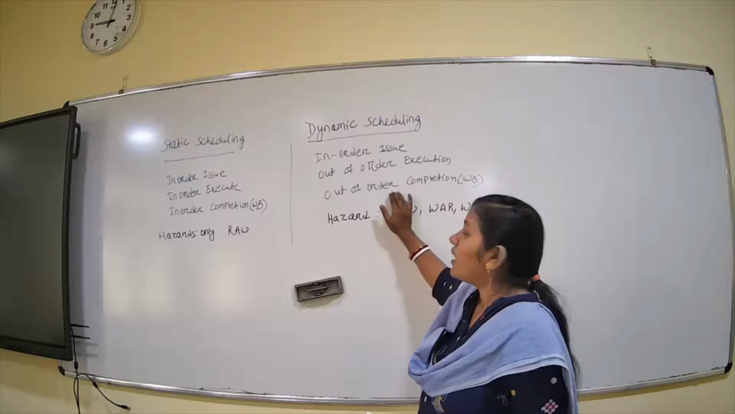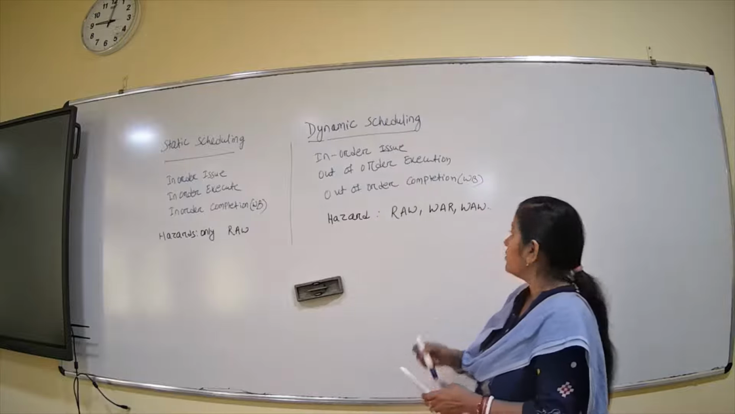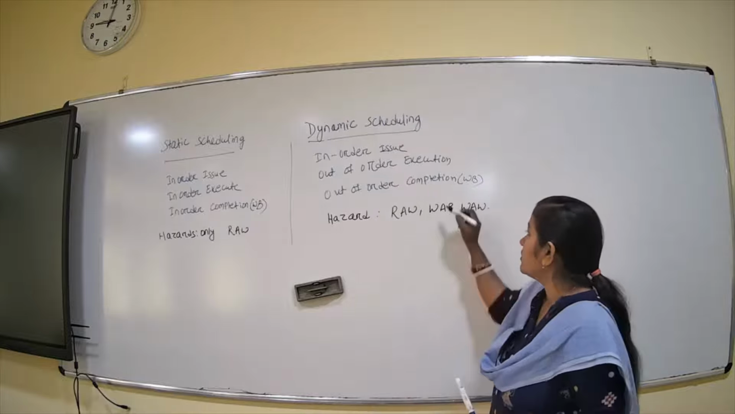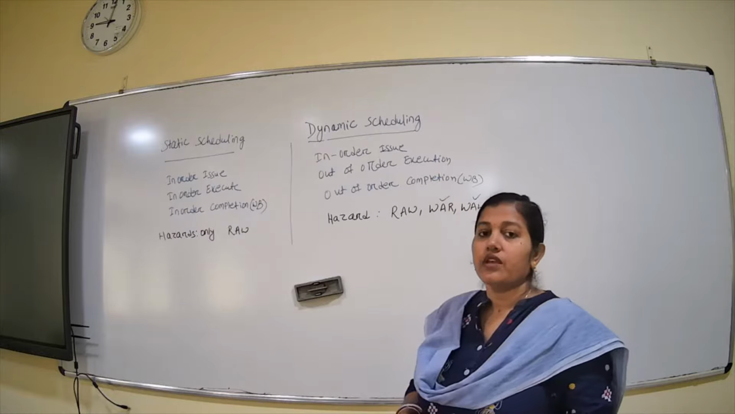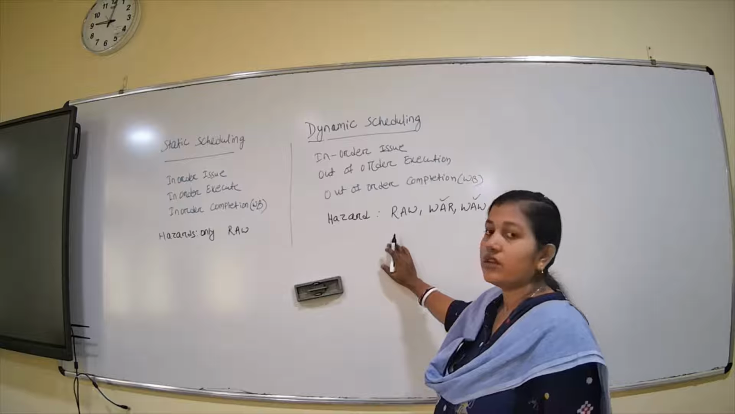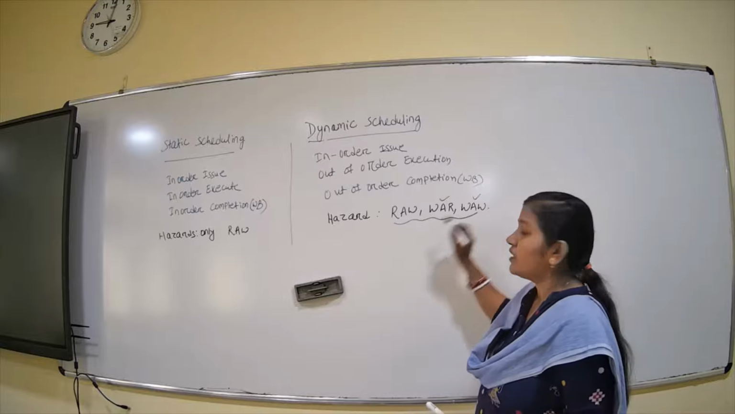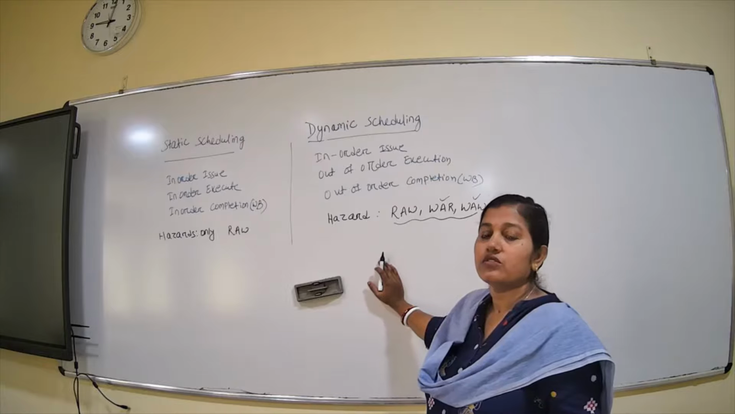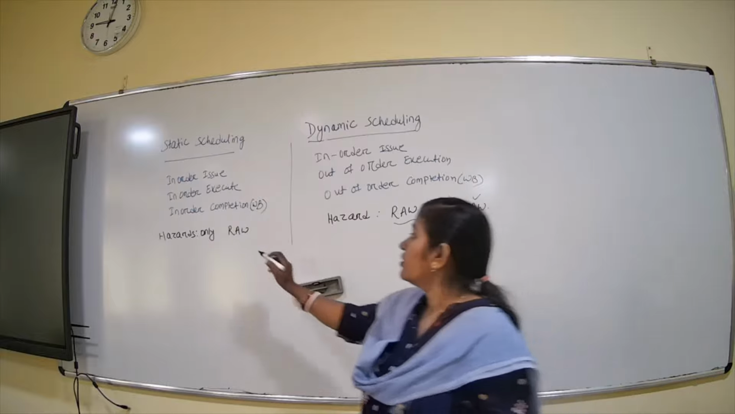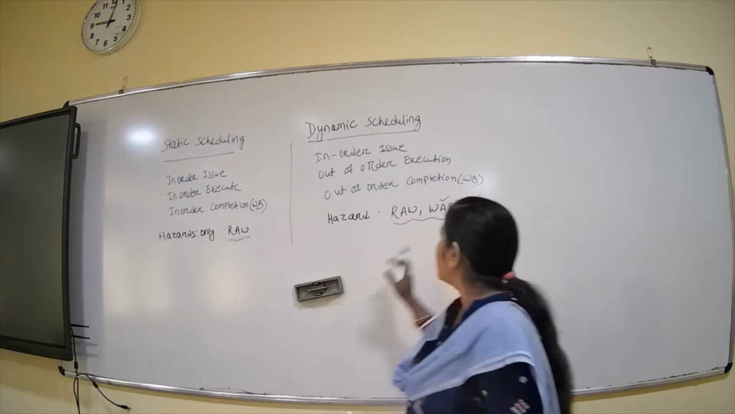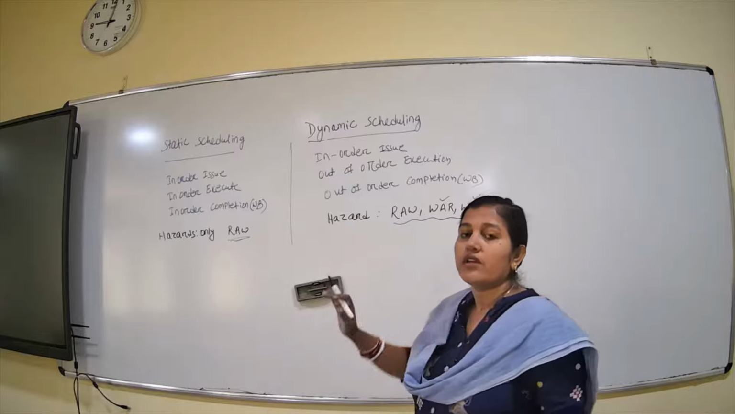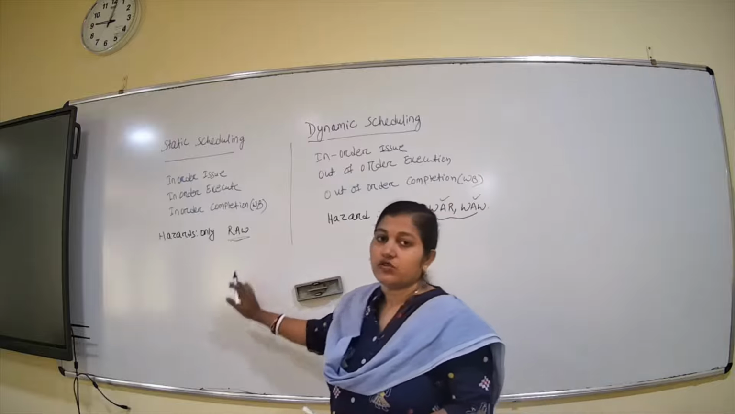Because of out-of-order completion, two other hazards will occur here: the WAR hazard and the WAW hazard. That means in dynamic scheduling, we check these three hazards, whether they are present in the instruction or not. But in static scheduling, we only check whether RAW is there or not, because WAR and WAW are automatically omitted in static scheduling.